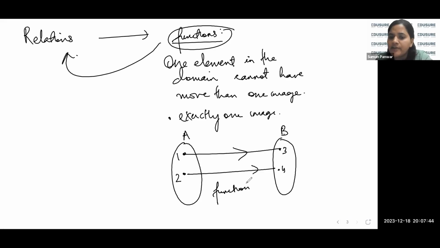Yes, it is a function. Why is it a function? First of all, it is a function because 1 is mapped to 3, 2 is mapped to 4. 1 is not mapped to more than one element, 2 is not mapped to more than one element. It is a function. Let's talk about the relation.